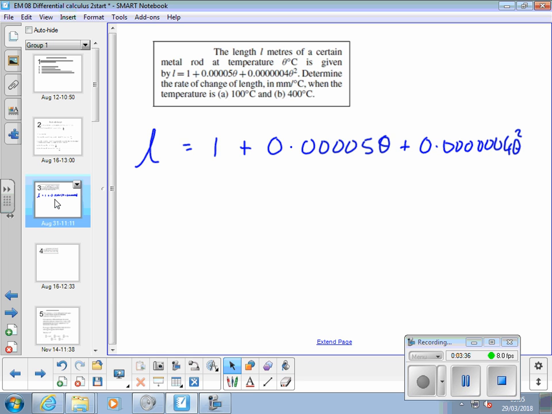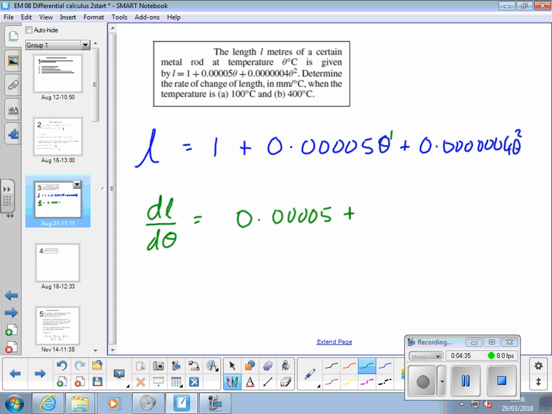So what we've got to do is differentiate that first. Find the rate of change of length with temperature. So, hooking back into last week, when we differentiate a constant, what happens? It disappears. Well done. When we differentiate that long decimal with theta on the end, what's the power on that theta? 1. So it just becomes that constant, 0.405. Plus, what about when we differentiate a squared term?